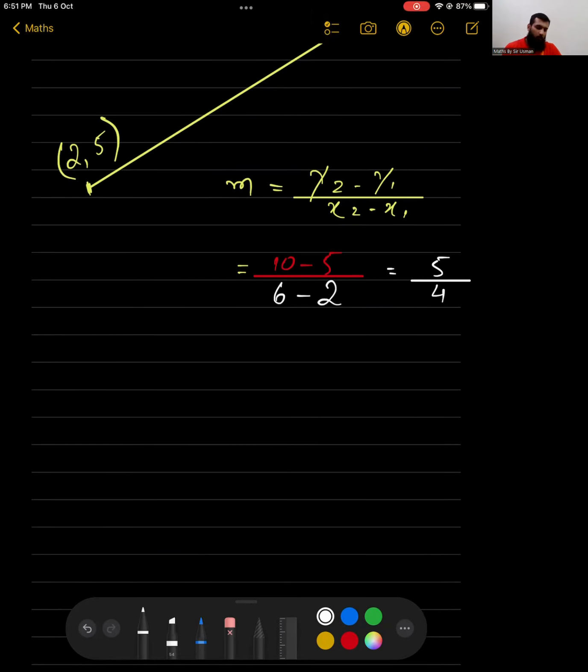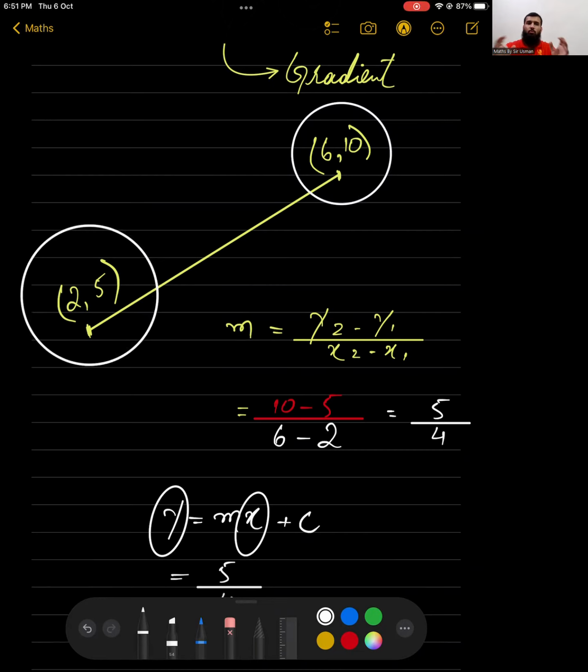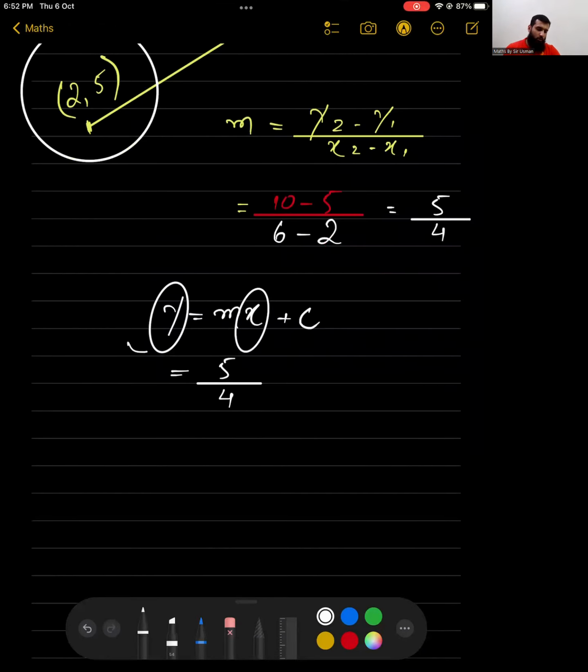No tension. Now we have the general equation as y is equals to mx plus c. Since you have got the value of m, you will put 5/4 in place of m, and along with that, you substitute values for y and x. So you have got 6,10 and you have got 2,5. You can pick either one of these two points, like either 2,5 or 6,10. That's completely your choice. Pick that point and substitute it in these two places.